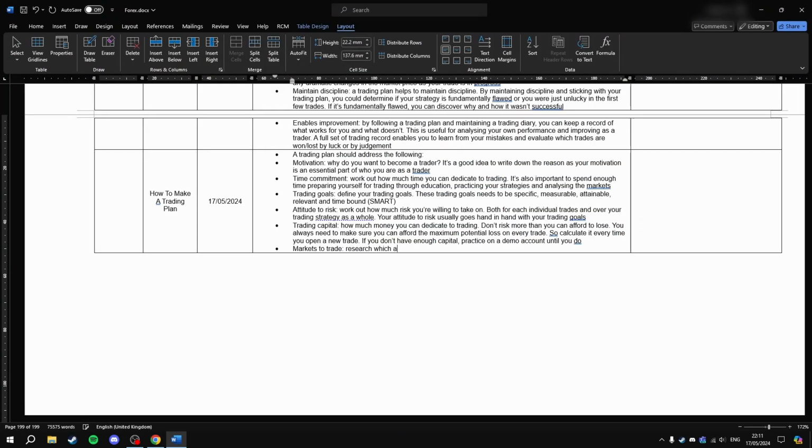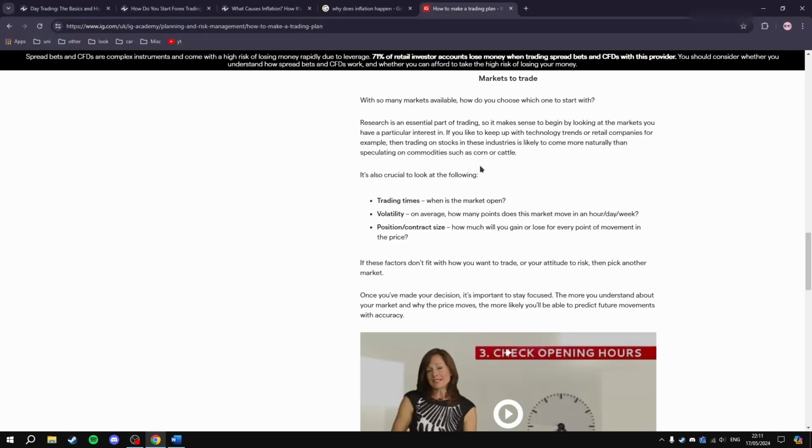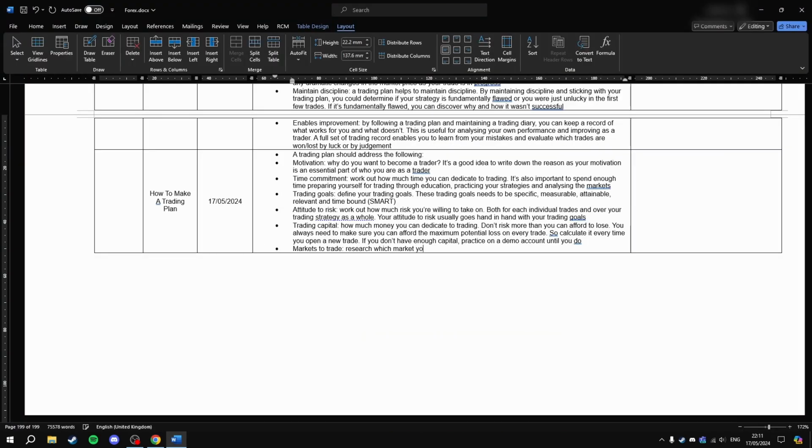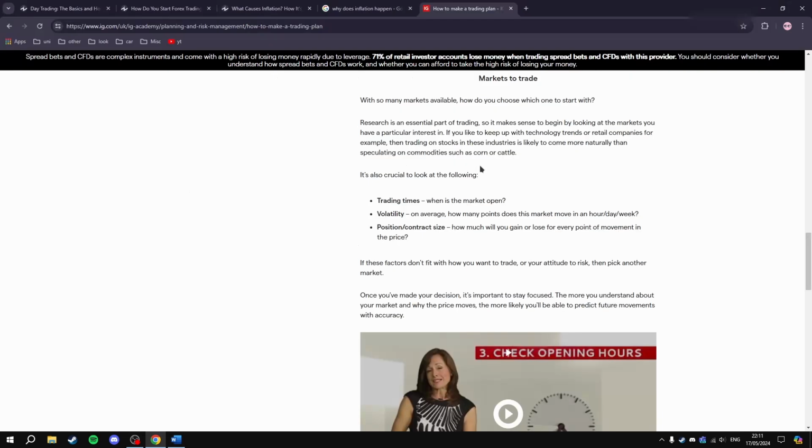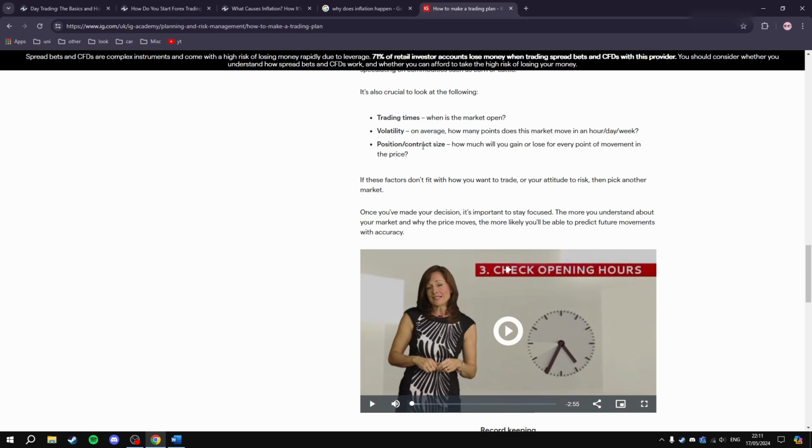Research which market you have a particular interest in. It's also crucial to look at the following: trading times. When is the market open? Volatility. On average, how many points does this market move in an hour, day/week? Position size/contract size. How much will you gain or lose for every point of movement in the price?